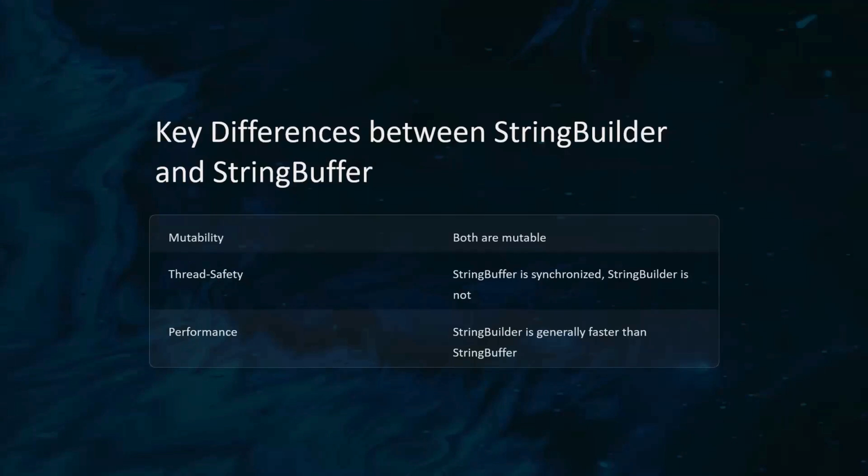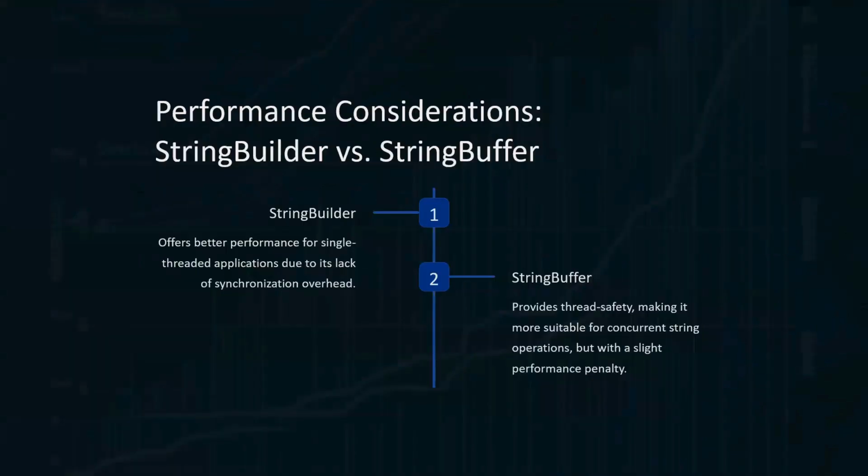Both are mutable. And now coming to thread safety, string buffer is synchronized. I mean, string buffers are thread safe, can be used by multiple programs, but string builders are not. And coming to performance, string builder is generally faster than string buffer. As string buffers can work with multiple programs, it takes some more time than string builder. So we can say that string builder is faster than string buffer.